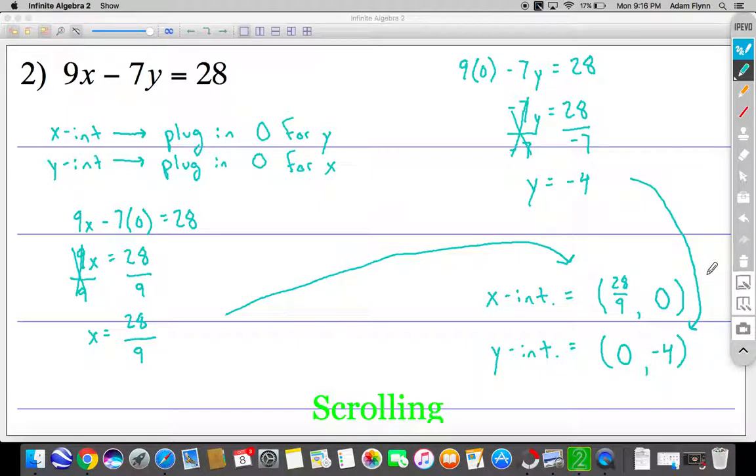Okay? And if we actually did want to see what this x-intercept was, I'm not exactly sure what 28 divided by 9 is off the top of my head, but if we were to plug that into a calculator, we would get some sort of decimal. Okay, so this line does not cross the x-axis at a lattice point, meaning at two whole numbers. Okay, it crosses at a decimal, comma 0, and crosses the y-axis at 0, negative 4.